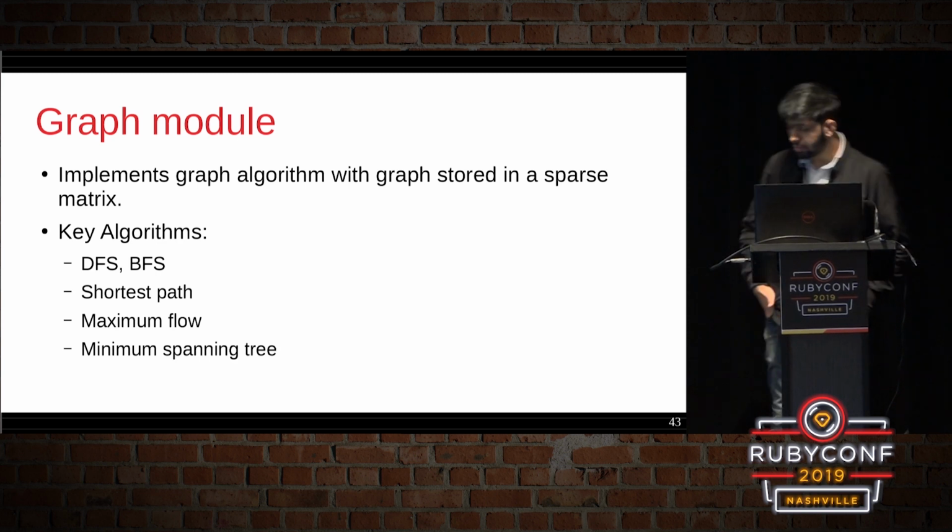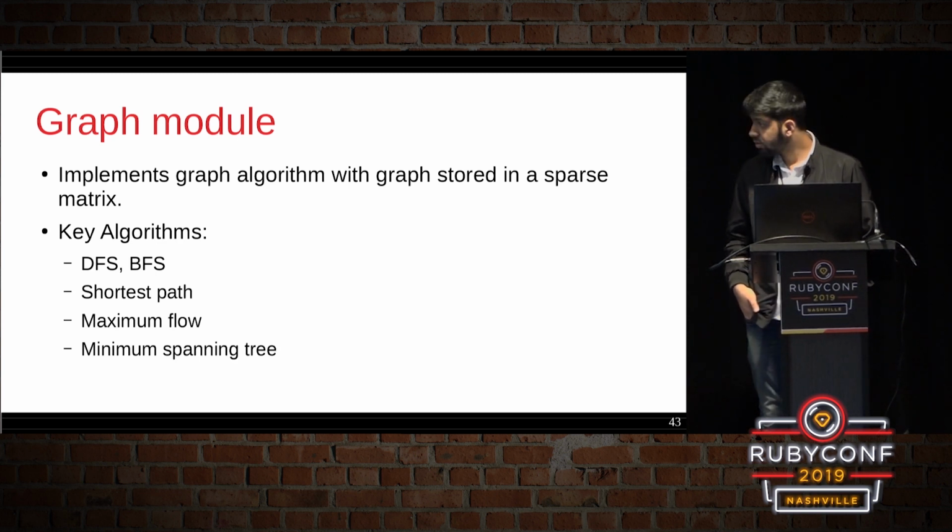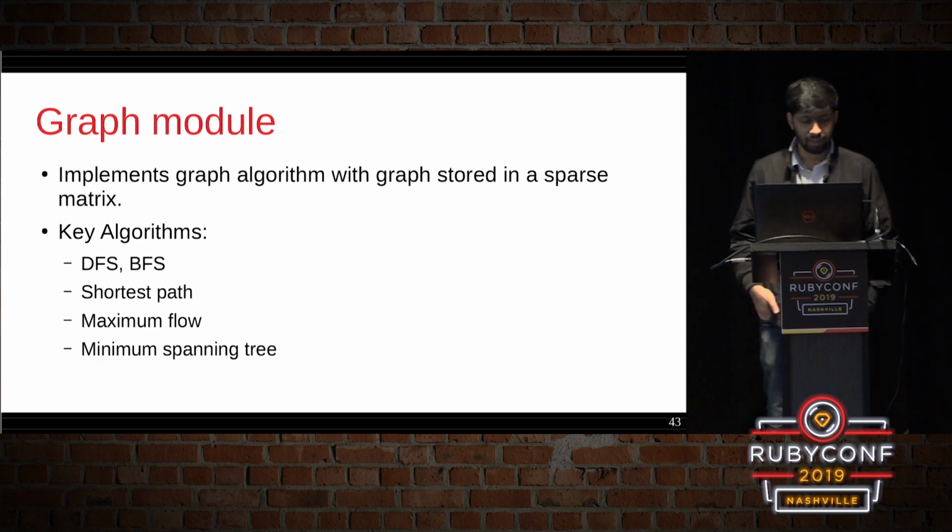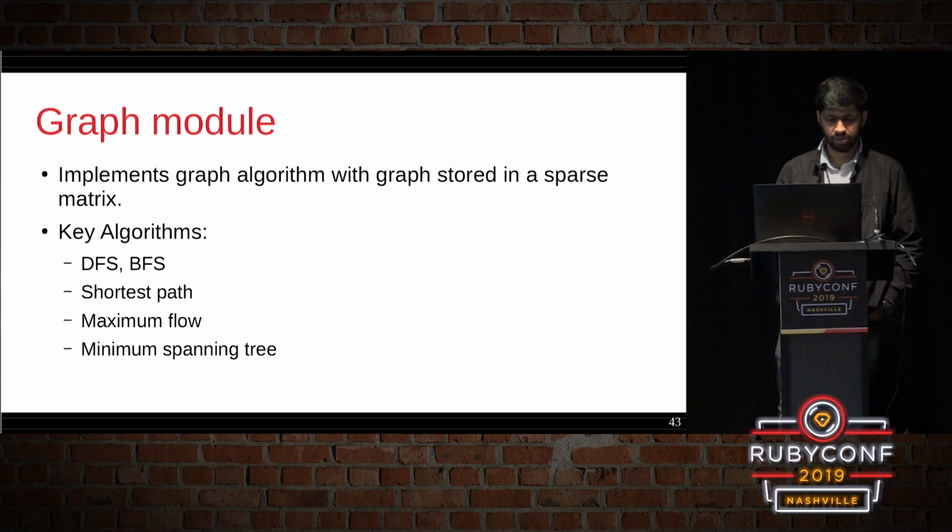So here are a bunch of the graph algorithms that we are going to implement. First is depth first search and breadth first search. The shortest path is finding the path from point A to point B, and then comes the maximum flow, and then the minimum spanning tree. So we are planning to implement these and a bunch of others soon enough.